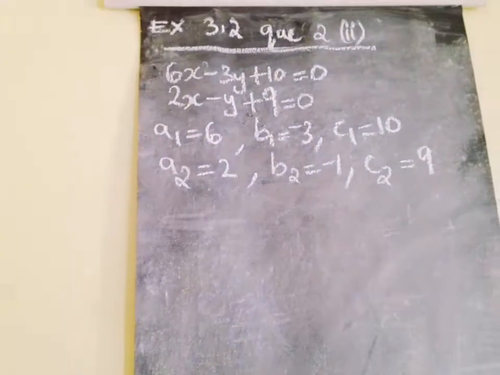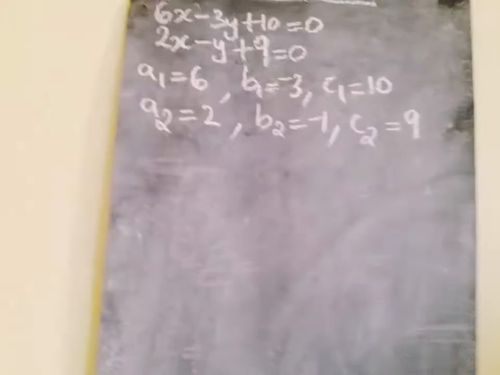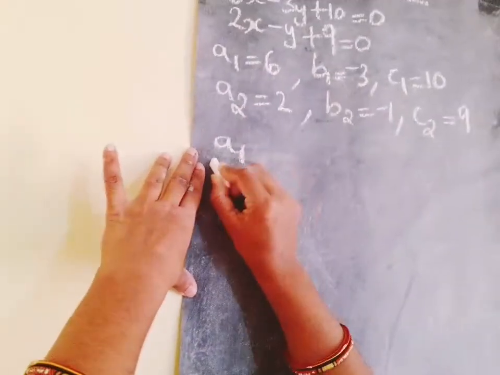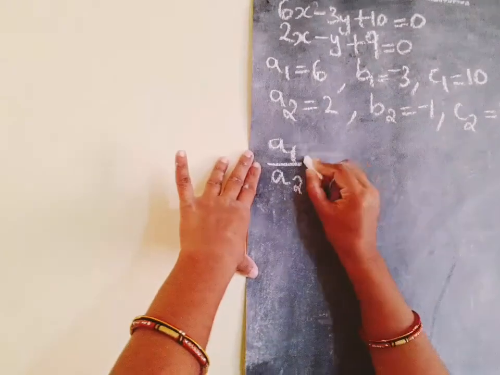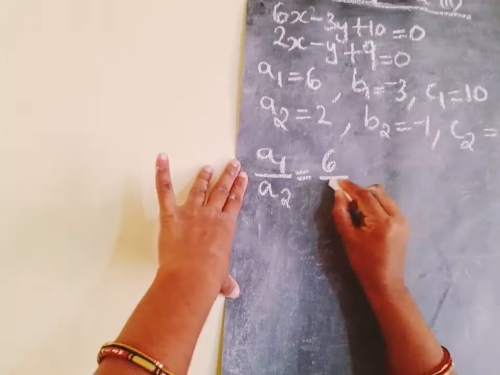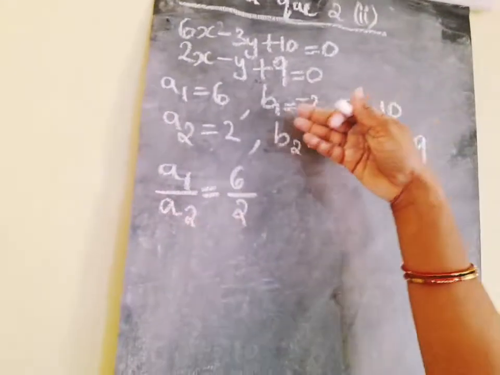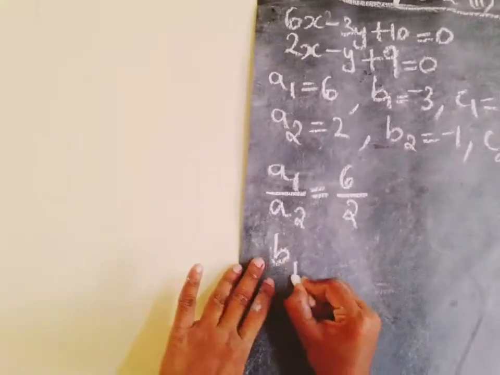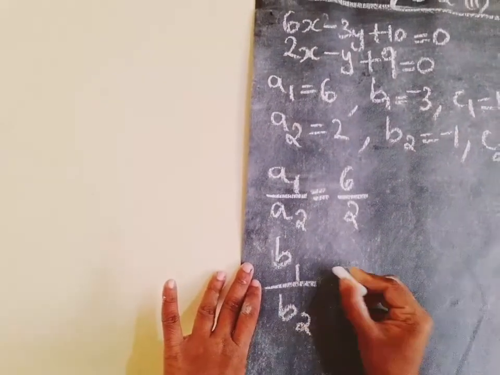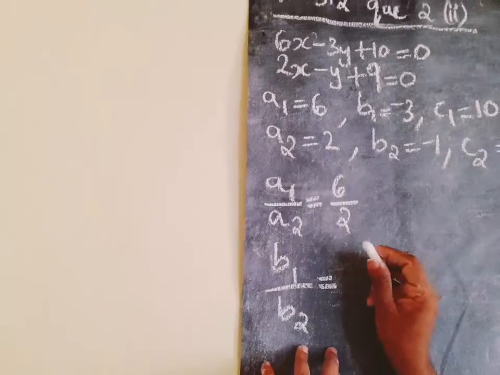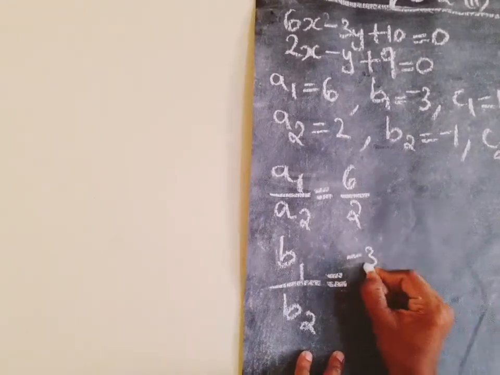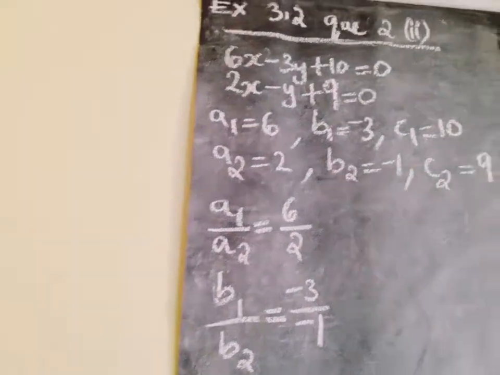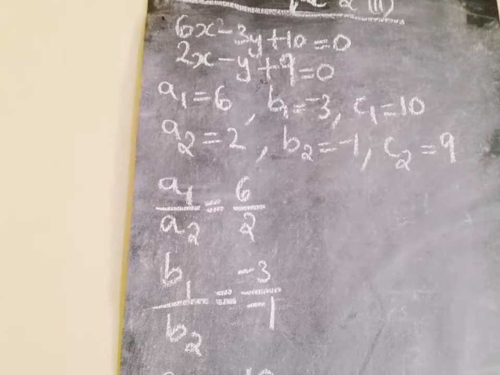So now we are comparing a1 by a2, b1 by b2 and c1 by c2. First of all we are writing a1 by a2: 6 divided by 2. And the second one, b1 by b2: minus 3 by minus 1. Hope you all have understood till now. And c1 by c2 is 10 by 9.